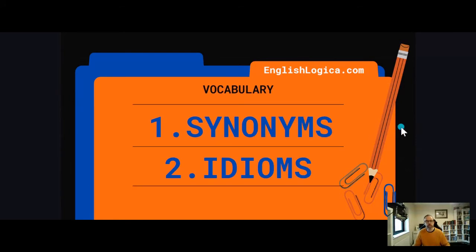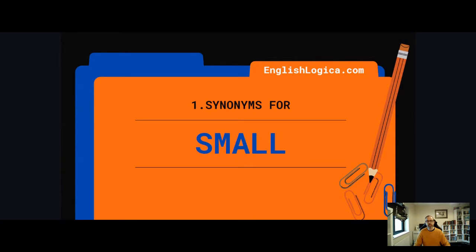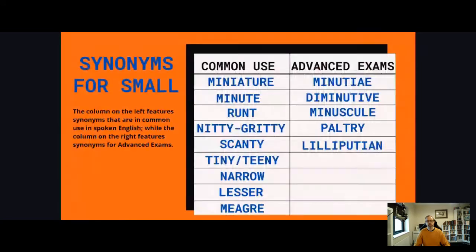As usual, we're going to break down our video into two sections. The first is synonyms for small. The second will be idioms related to the word small. Let's get started with synonyms for small.